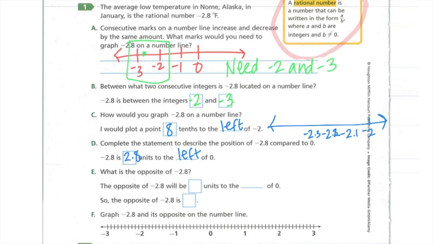What is the opposite of negative 2.8? The opposite of negative 2.8 would be positive 2.8 units to the right of 0. So opposite, left and right. So the opposite of negative 2.8 is positive 2.8. And it asks you to graph negative 2.8 and its opposite. So looks like they're counting by tenths. So 1, 2, 3, 4, 5, 6, 7, 8. That's negative 2.8. And then positive 2.8 would be over here.